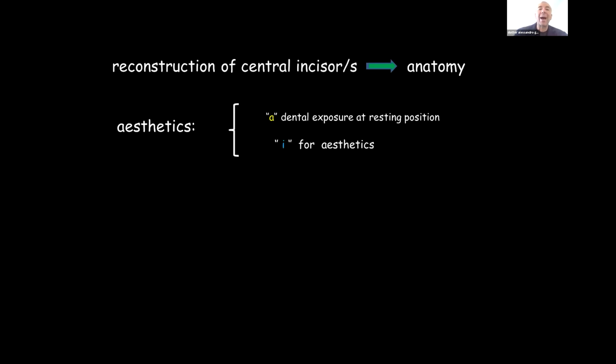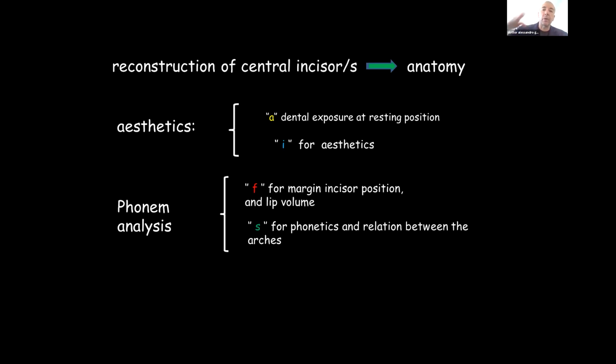The aesthetic test is the A and the E. A is dental exposure at resting position, and E is for aesthetic. We will see how much longer the patient will show his smile at the end of the treatment. Then phoneme analysis with F, we know the margins, incisor position, and lip with the lip, and the S works with S and Z. The patient must not feel contact between the two incisors.